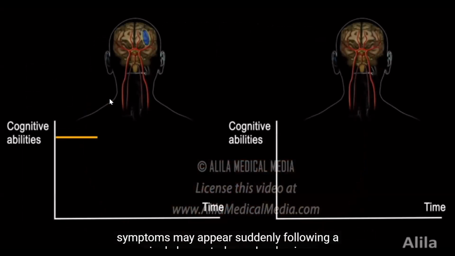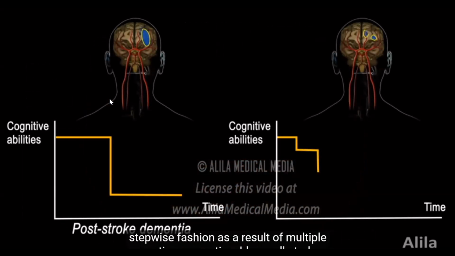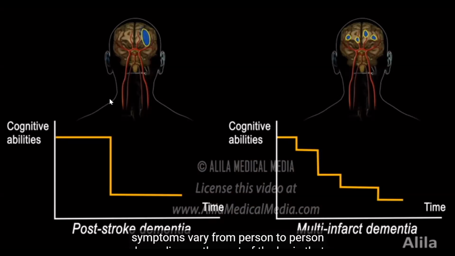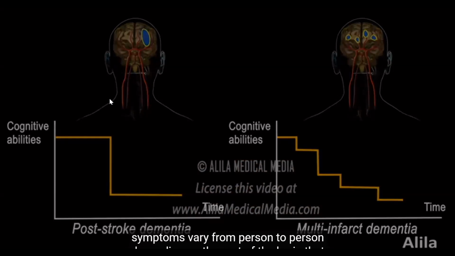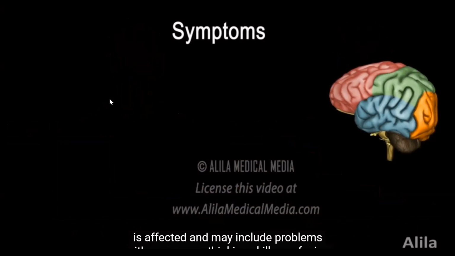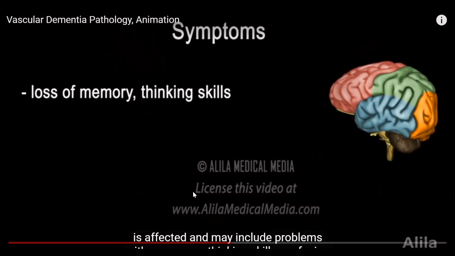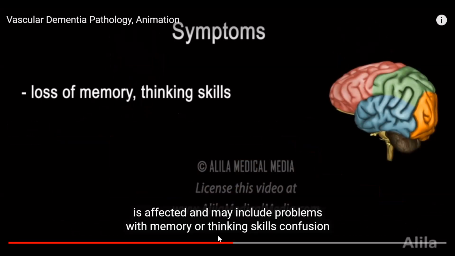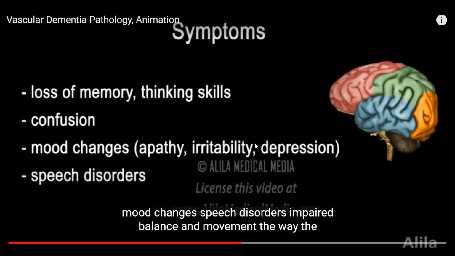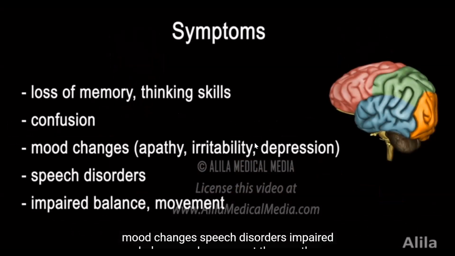Dementia symptoms may appear suddenly following a single large stroke, or develop in a stepwise fashion as a result of multiple, sometimes unnoticeable small strokes. Symptoms vary from person to person depending on the part of the brain that is affected, and may include problems with memory or thinking skills, confusion, mood changes, speech disorders, impaired balance, and movement.